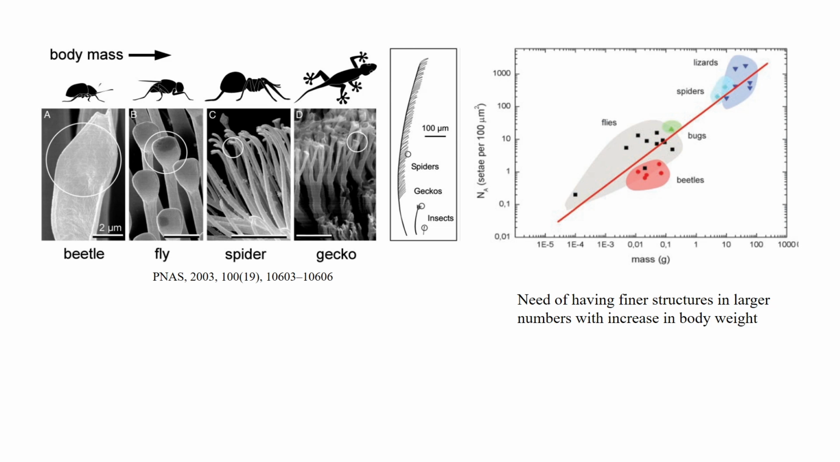And this is an interesting result, again published in this particular paper, where the authors show that as the animal's mass increases from beetle to fly to spider to gecko, in every case they have this adhesive pad of particular shape. It is not completely flat, there is some curvature there. For example, over here it looks like it is some concave, but remember that this adhesive pad has to work in different types of habitat.